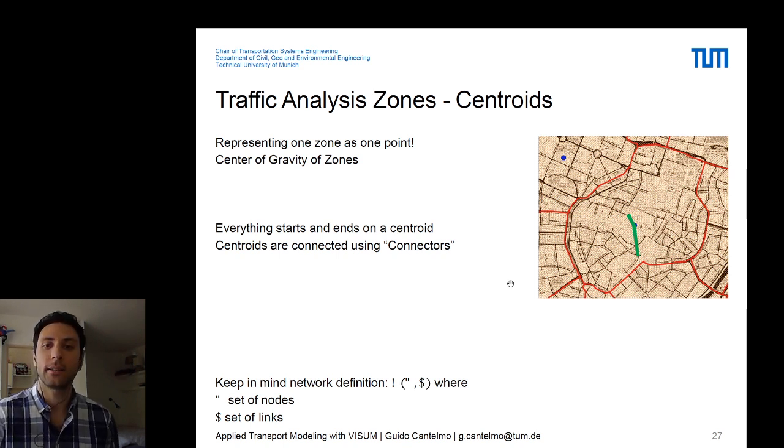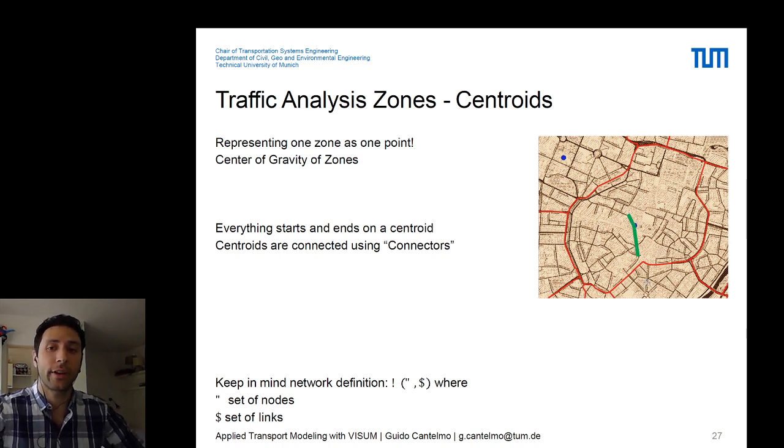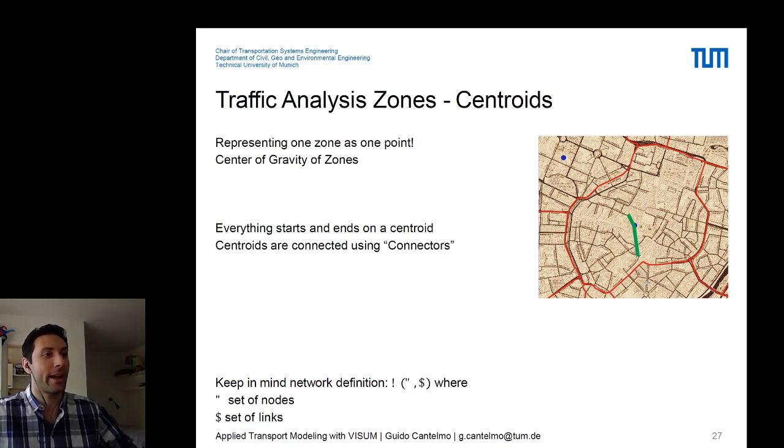So as you can see here, the center in blue is the connector, and these two segments are connecting the center of gravity to the network. So it means that whatever demand we have in this area is going to access the network in these 2 points, and only those 2 points.